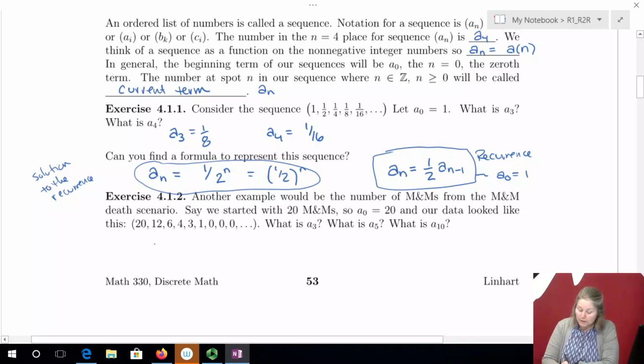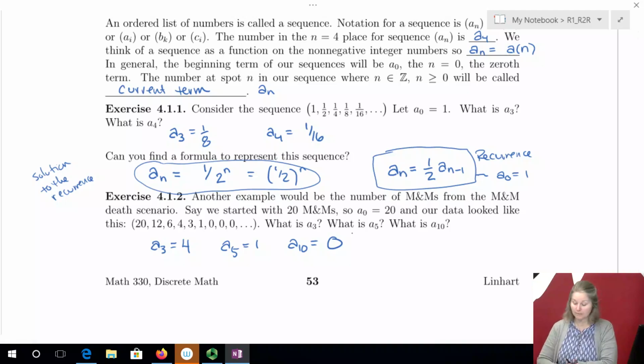If we were to work with this sequence, we would say a sub 3, well that's 0, 1, 2, 3, so a sub 3 would be equal to 4. A sub 5 would be equal to 1. And notice that even though I might not have it listed here, I do know what a sub 10 is. Everything after 6 is going to be 0, so we would know a sub 10 is 0. At that point, all of the M&Ms had died off. All right, so that pretty much completes this page of the notes.